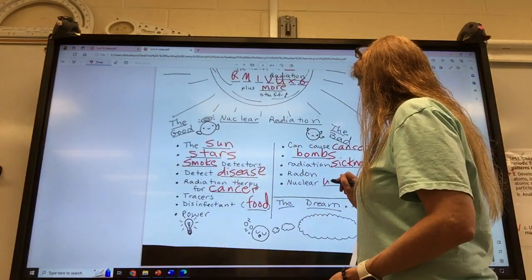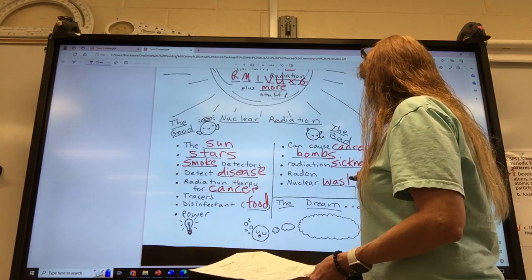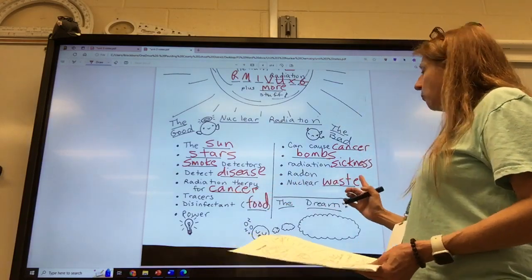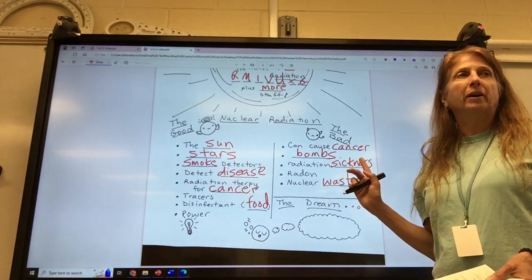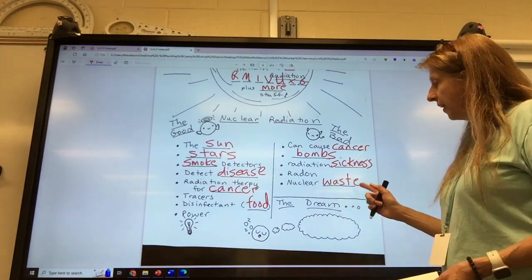Another problem is nuclear waste. After you have made nuclear power, what do you do with the leftover stuff? Nobody wants it in their backyard. So that's a problem too.